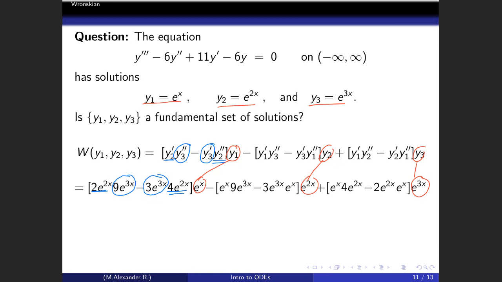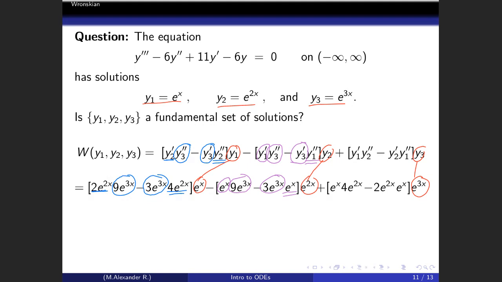And now let me choose a different color. Let me choose purple. So the derivative of y1 is itself. The second derivative of y3 is this guy. The first derivative of y3 is this guy. The second derivative of y1 is itself. All right, so you can check the other ones. I'm just telling you that we have this very lengthy formula, and all we do is plug in the correct derivatives or functions inside.